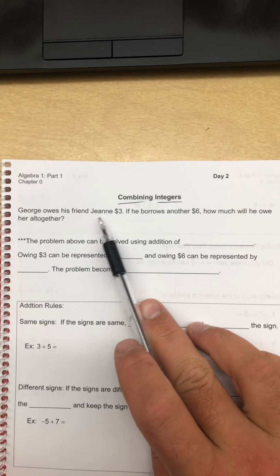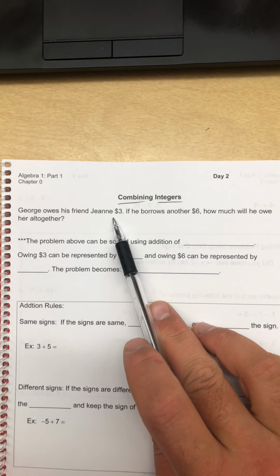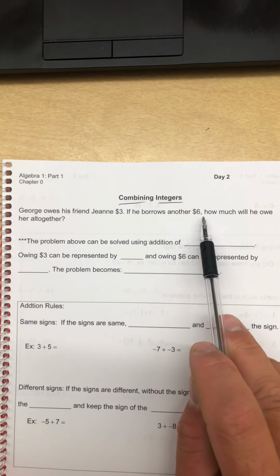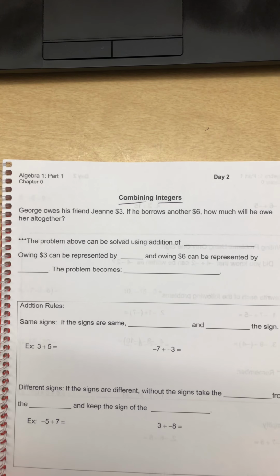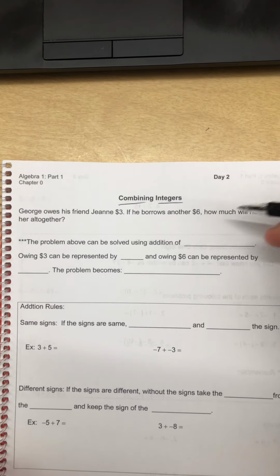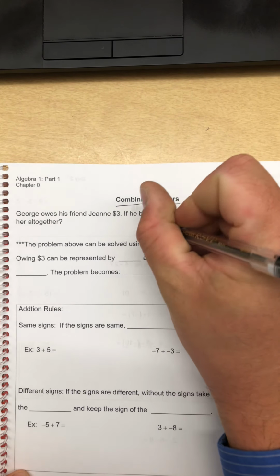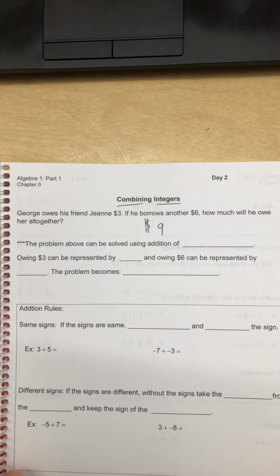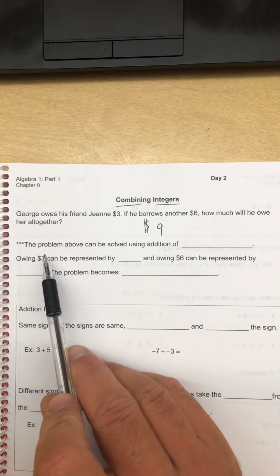It says George owes his friend $3. If he borrows another $6, how much does he owe her altogether? Kind of a basic question you're hopefully thinking. If he owes her 3, owes her 6 more, he owes her $9, right? So now we have to translate this to math. How does this work in math terms? So that's what the next part goes into here.